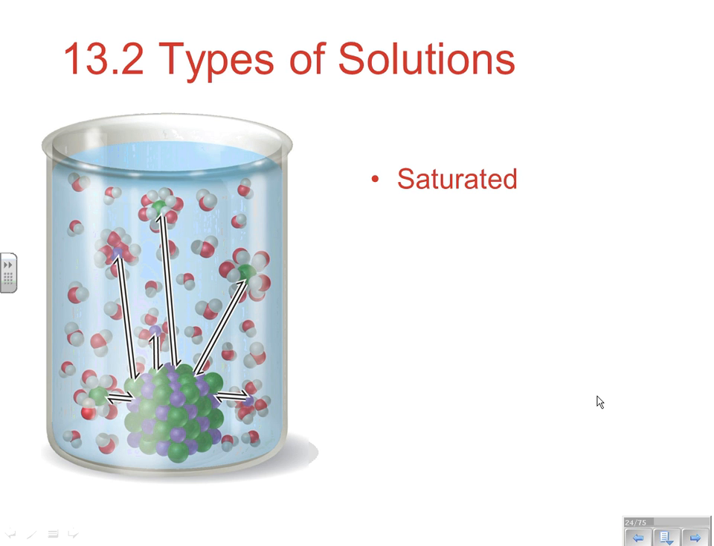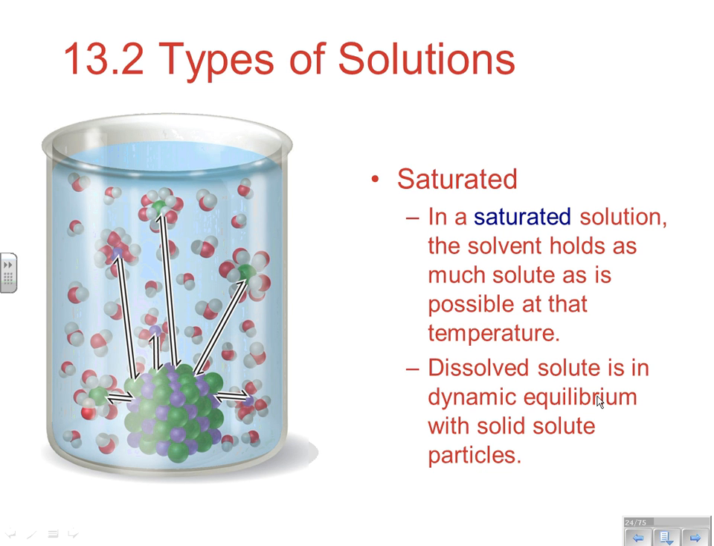Section 3.2 gets into different types of solutions. And these are ideas that we talked about last year. First would be saturated. In a saturated solution, the solvent holds as much solute as is possible at a given temperature. So whenever you can't dissolve more solute at that temperature, then you have a saturated situation.